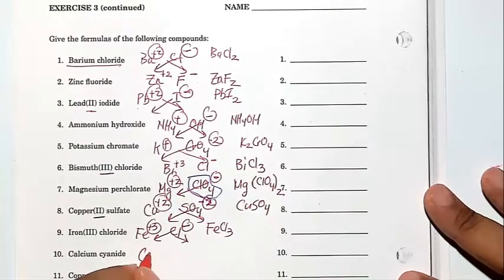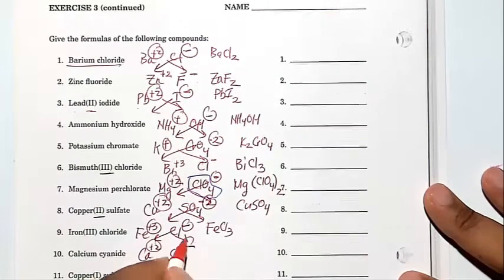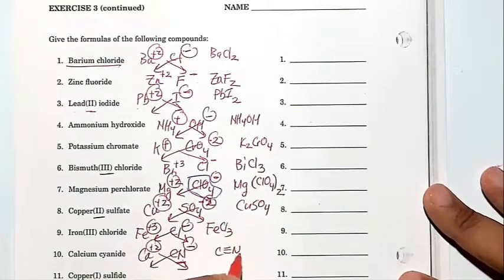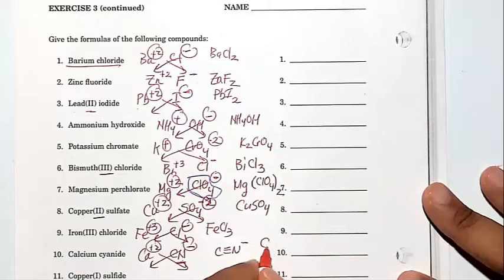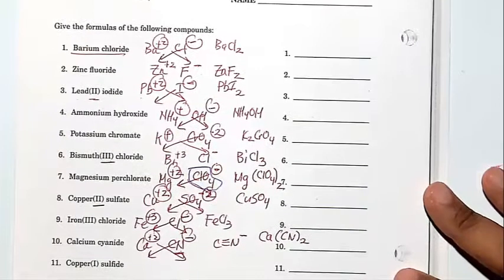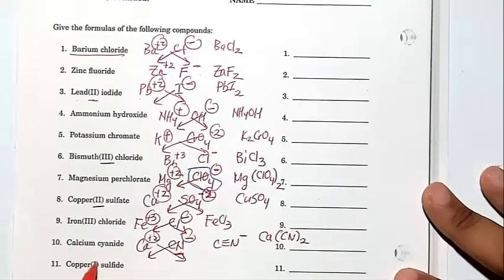Calcium cyanide, calcium is +2. What is CN? It's CN minus. This is a polyatomic ion. It's a covalent unit. It's C triple bond N with a negative charge. Again, that's going to be chapter 10 material. But the formula for calcium cyanide is going to be Ca(CN)2, because that whole CN unit picks up the +2 charge.